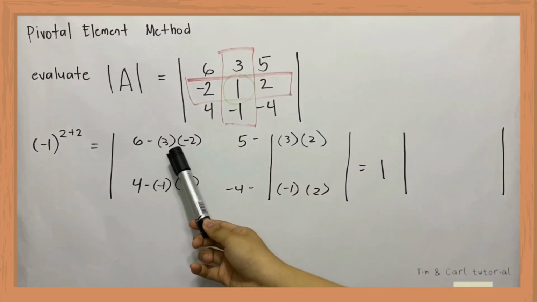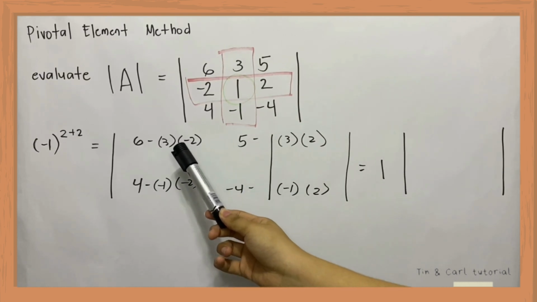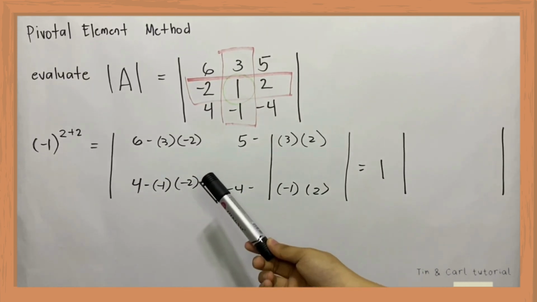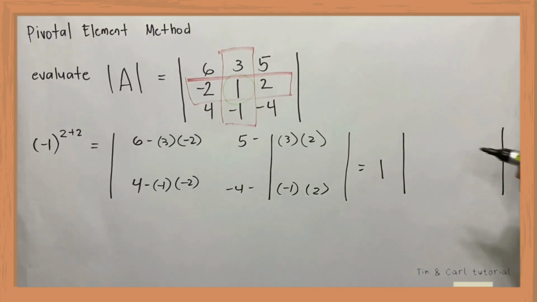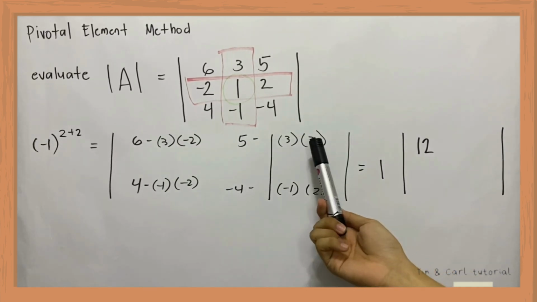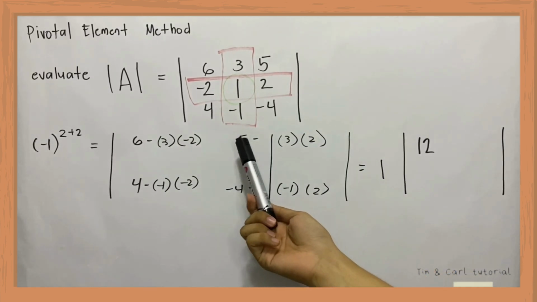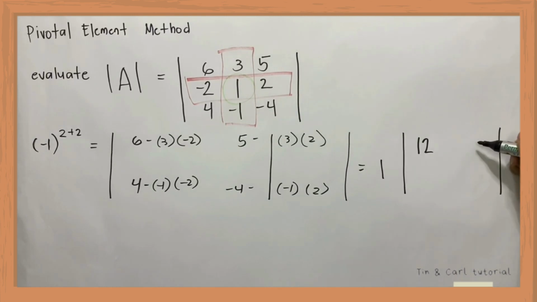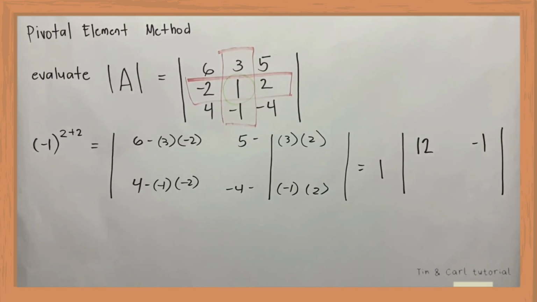So, 3 times negative 2 is negative 6. So, 6 minus negative 6 is equals to 12. Then, for the next one, 3 times 2 is equals to 6, minus 5. So, 5 minus 6 is equals to negative 1.